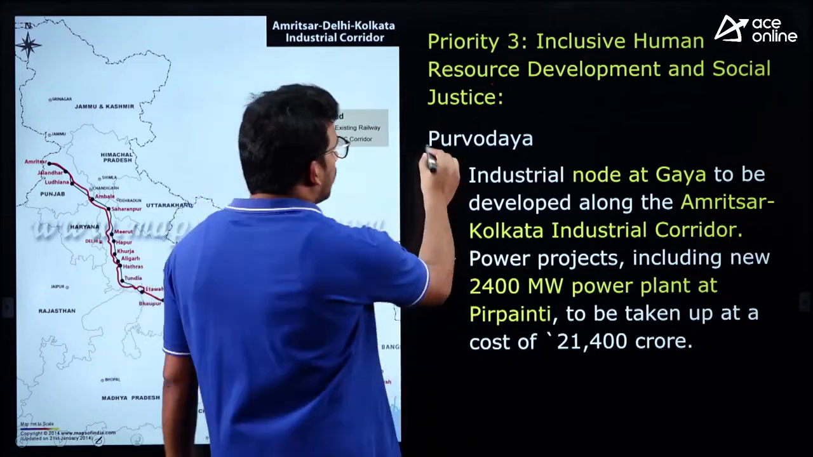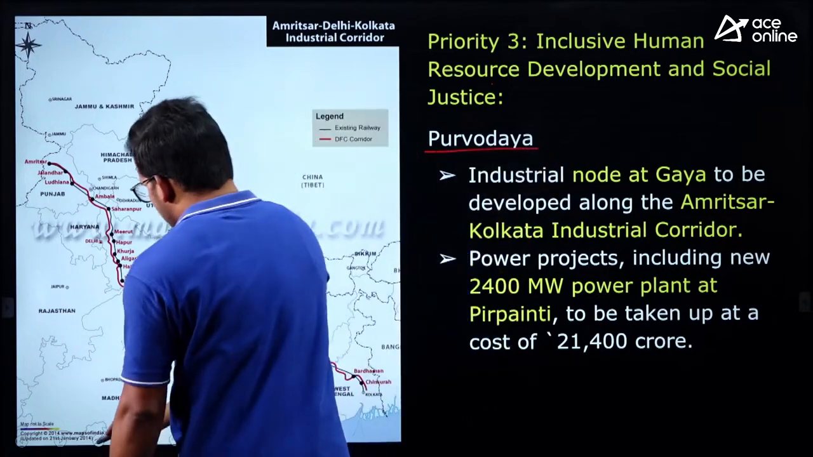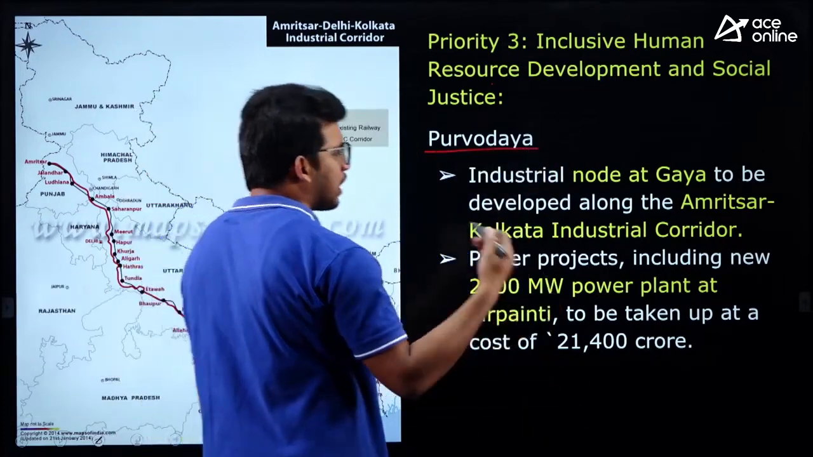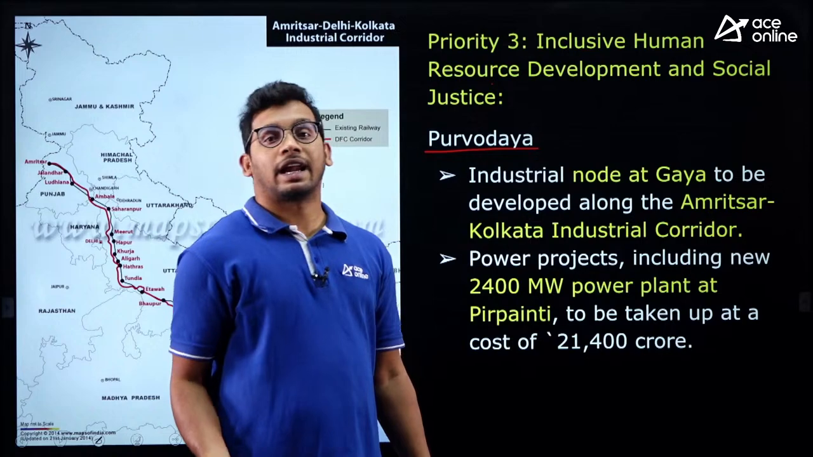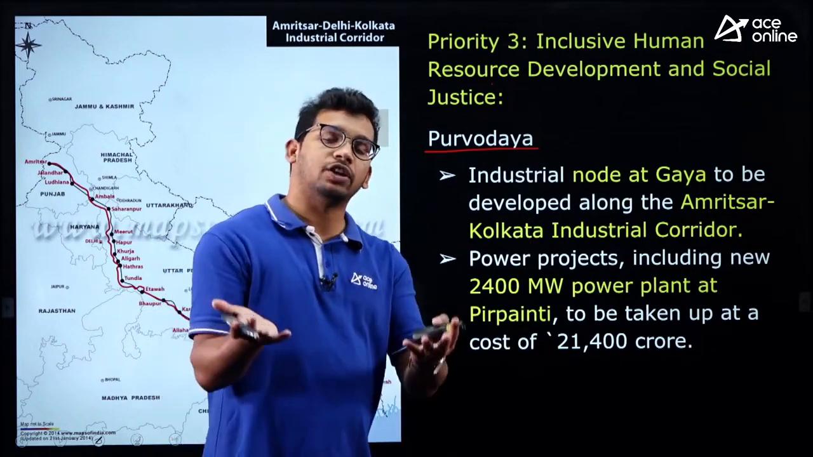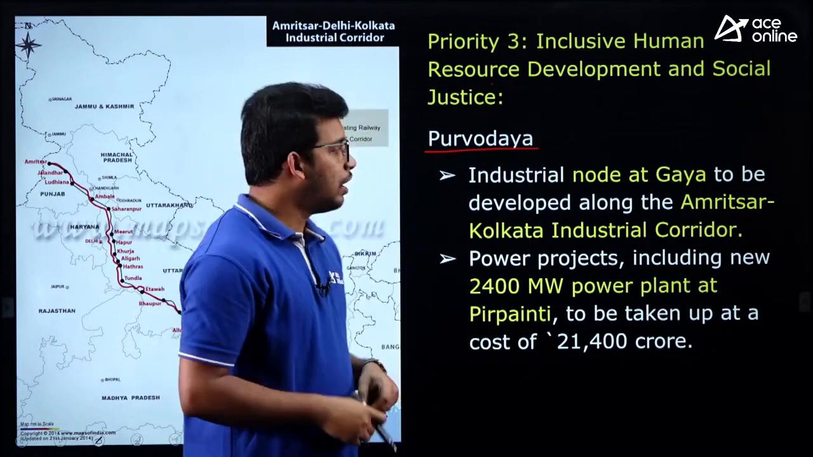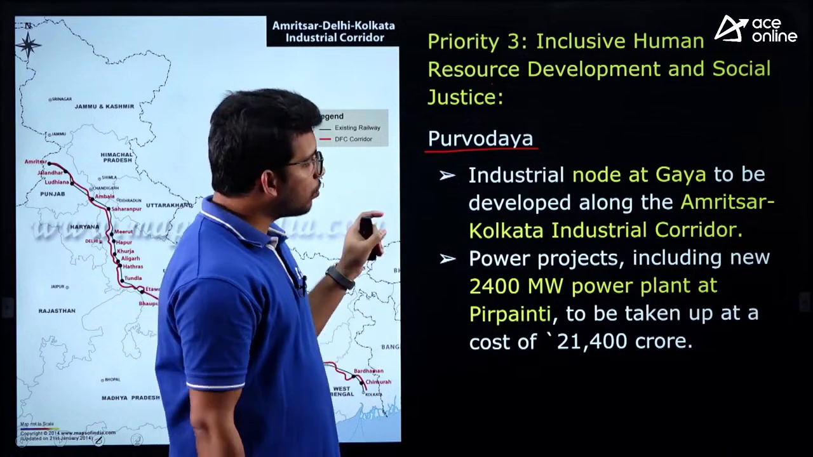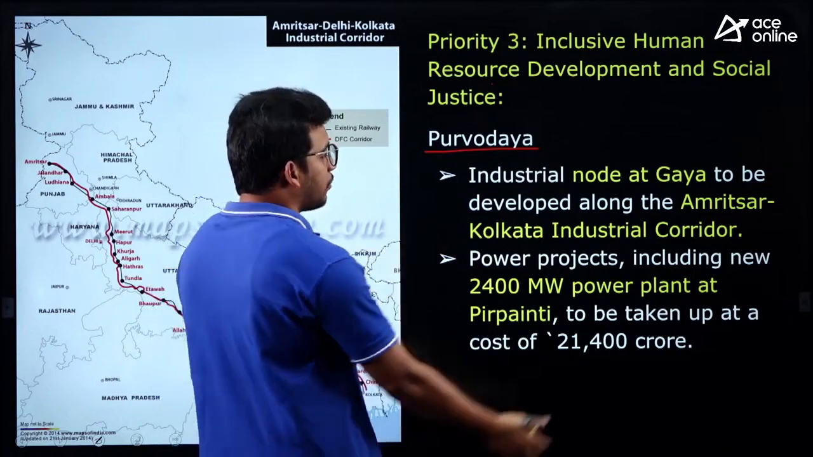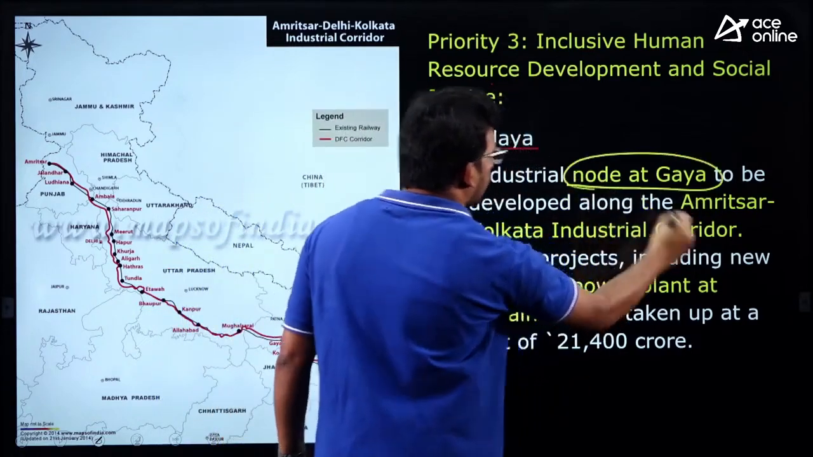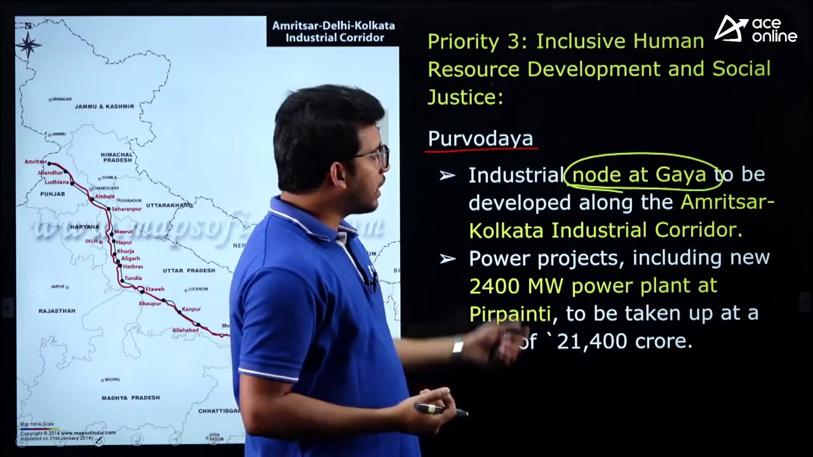First one, under Purvodaya. Purvodaya means sunrise, you can take it in English as sunrise. They want to encourage the states to rise up, and for this purpose they have allocated certain funds. First, they are going to focus on a node at Gaya, that is in Bihar.